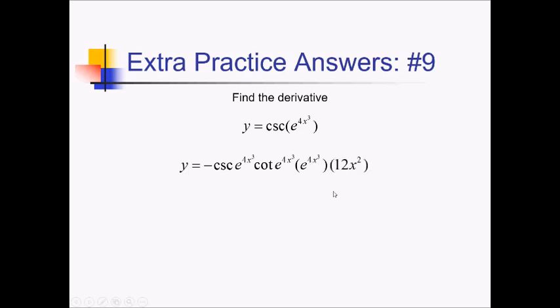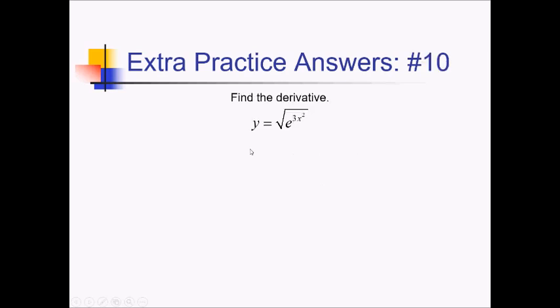be 12x squared. For this problem, I'm trying to take the derivative of square root of e to the 3x squared. Now this is going to be a chain rule one way or another, but it could be a little bit less of a chain rule if you're a little bit clever with your exponents. This is really e to the 3x squared to the 1/2 power, so I can actually multiply those exponents to rewrite this as e to the 3/2 x squared.